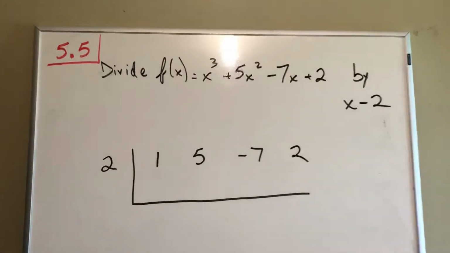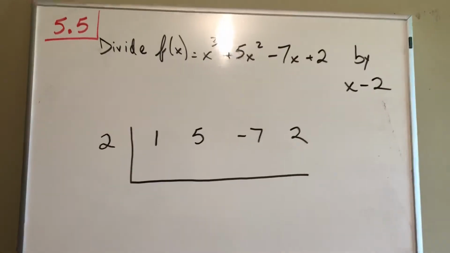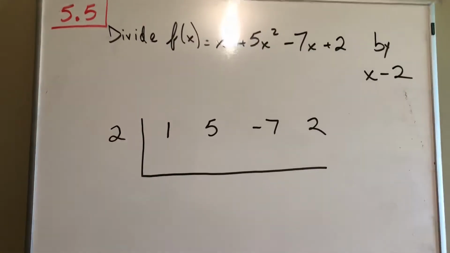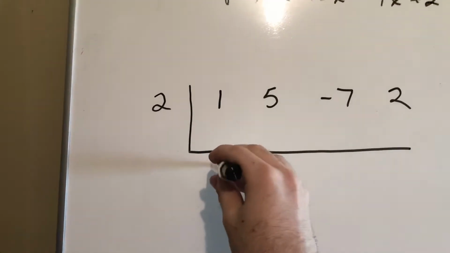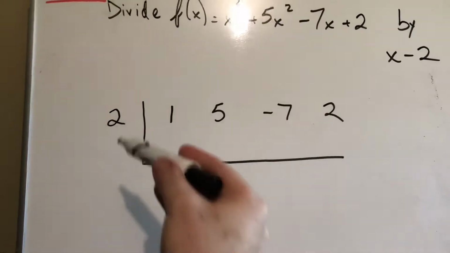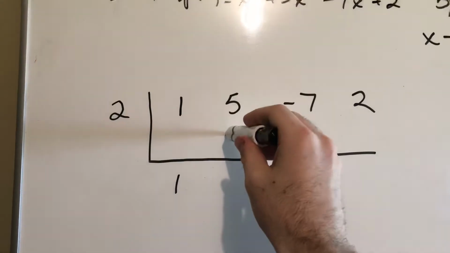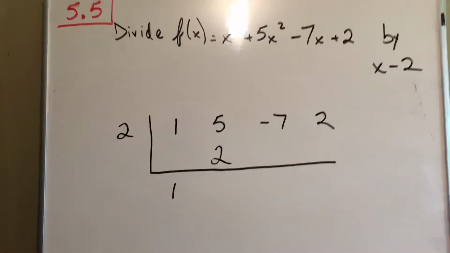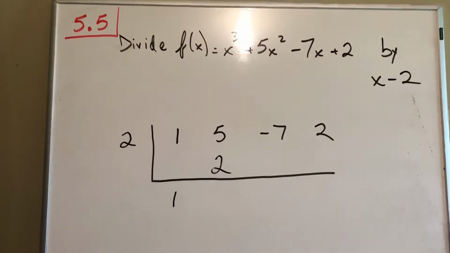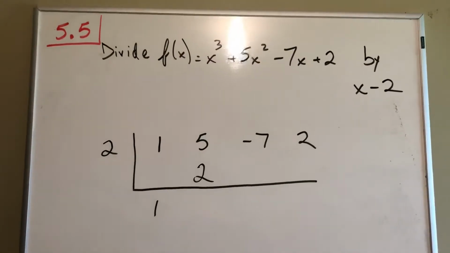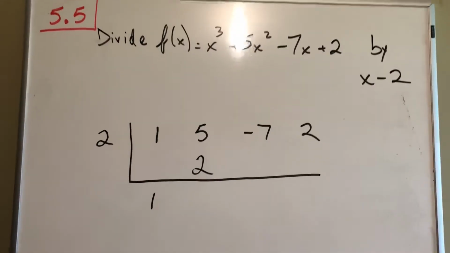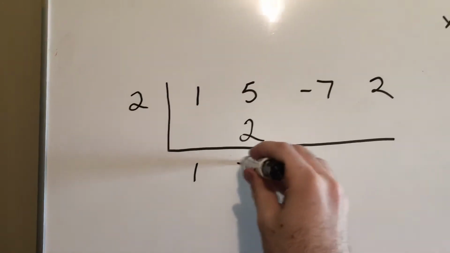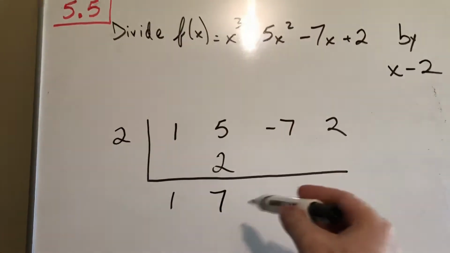So you remember the synthetic substitution from 5.2. First thing we do is we drop the first term, so 1 just goes down to here. Then we multiply 2 times 1, which is going to give me 2. Key difference with synthetic division here is instead of subtracting, we are adding. So instead of doing 5 minus 2, I do 5 plus 2 here. That brings me to 7. 2 times 7 gives me 14.